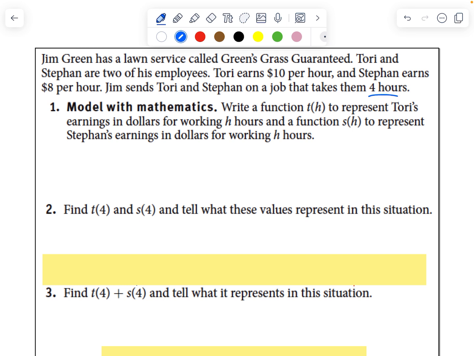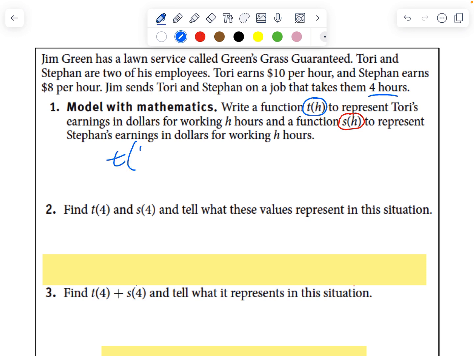Okay, so already you can see we have a bunch of variables, right? We have the amount of money that Tori earns, we have the amount of money that Stefan earns, and we have hours. So they're coming up with a few functions here. This first function, t of h, is the amount of money that Tori earns for the hours. So you can see h is the inside letter. That means h is the input. Here, s of h is the money Stefan earns, and again, h is the inside letter, so h is the input. All right? So we came up with two functions here.